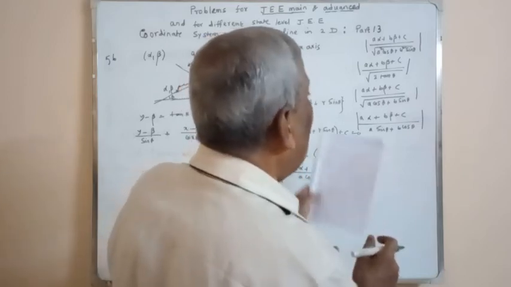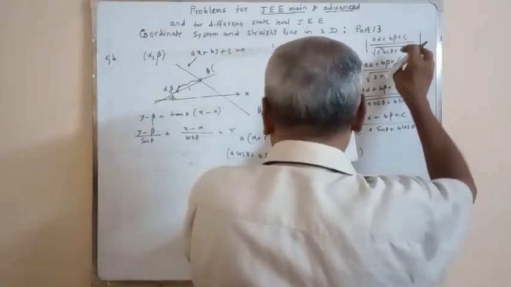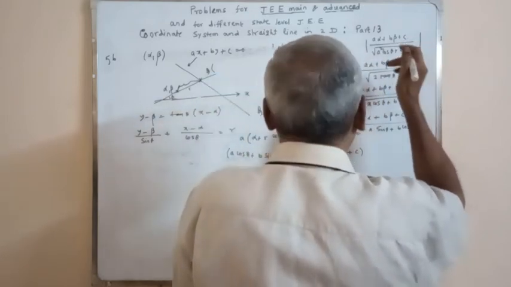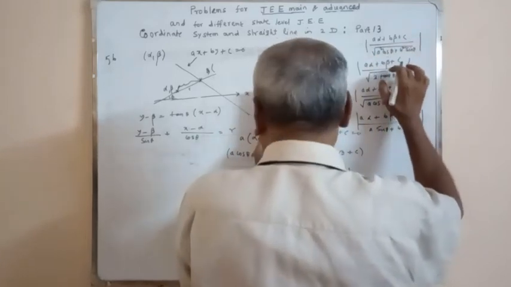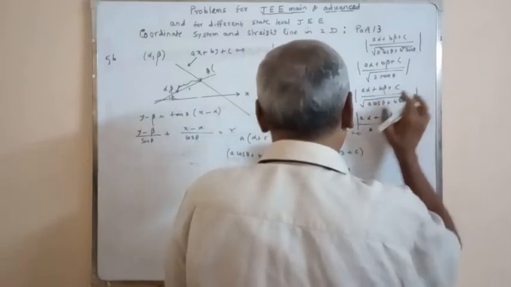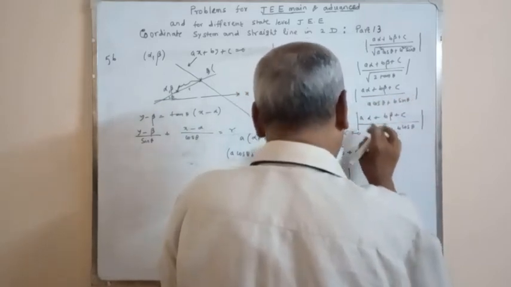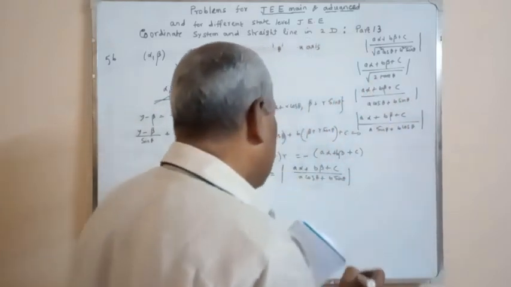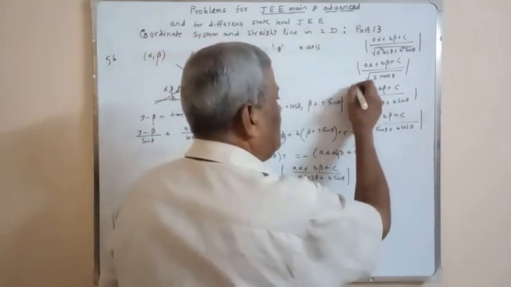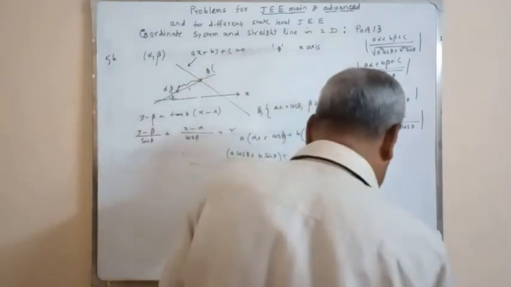But let us check the options. First option is a alpha plus b beta plus c divided by root over of a cos theta, that is all right. Second one is all right. Third one is a alpha plus b beta plus c by, not root over. Root over is not given here. And the fourth option is okay. So our answer is a alpha plus b beta plus c by that, which is nothing but option C. Next.